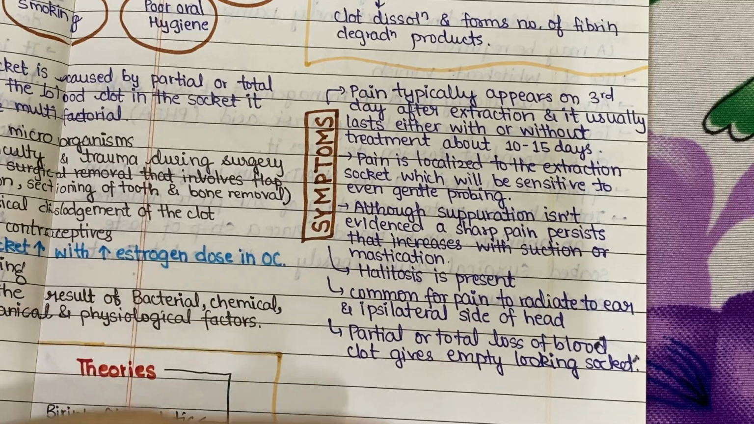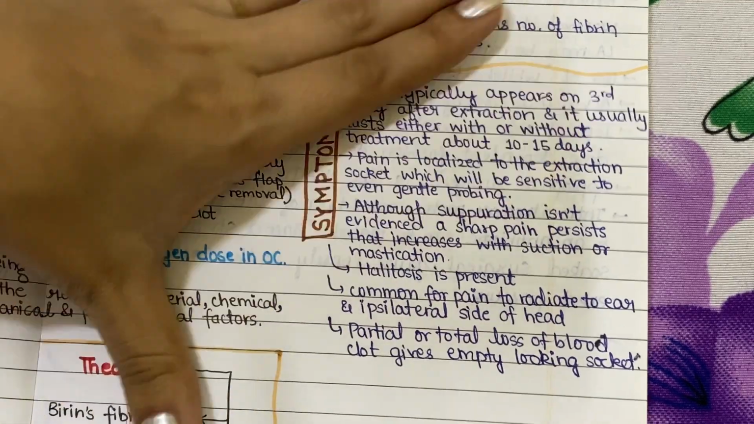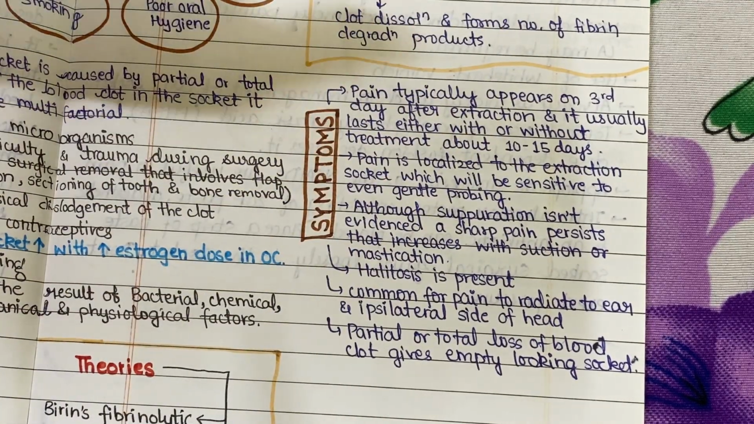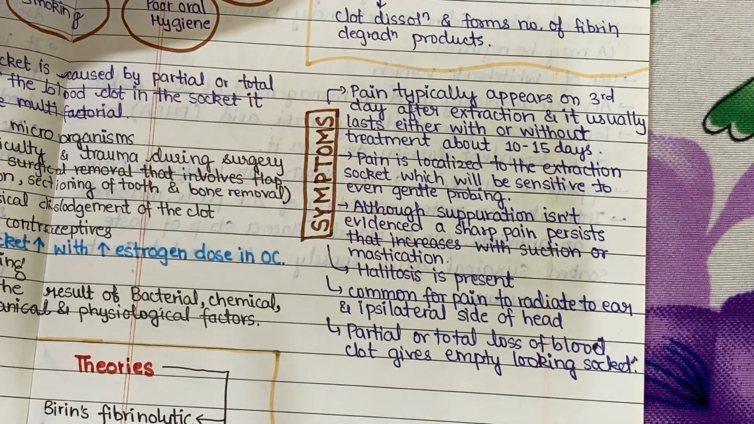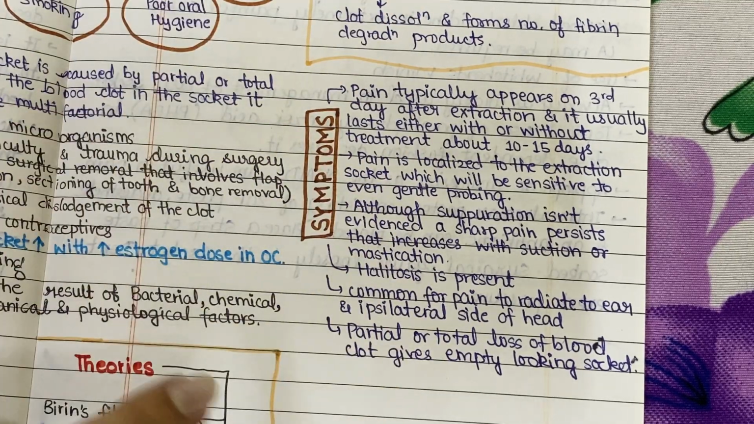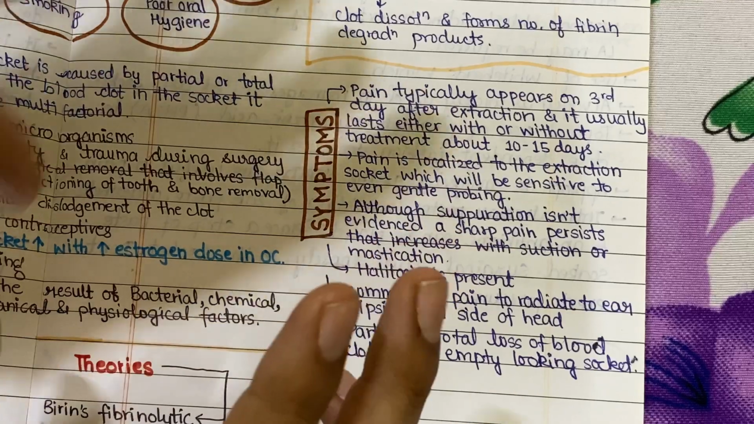Then avoid extraction if there is presence of active infection or if there is ulcerative gingivitis, because in those cases the bacterial count is too high. So in those cases you should avoid extraction. The next is the appropriate antibiotic prophylaxis.